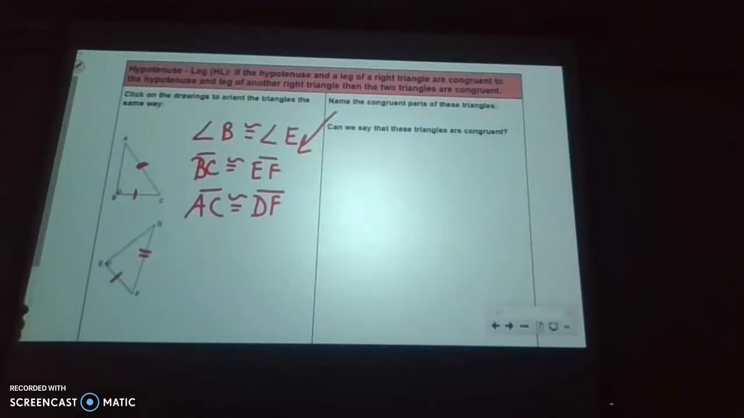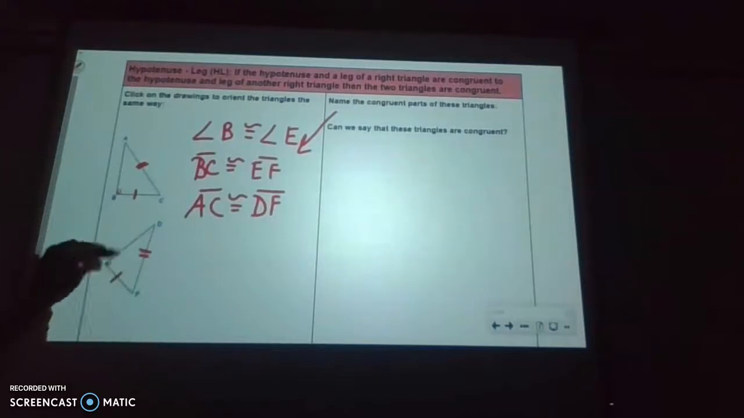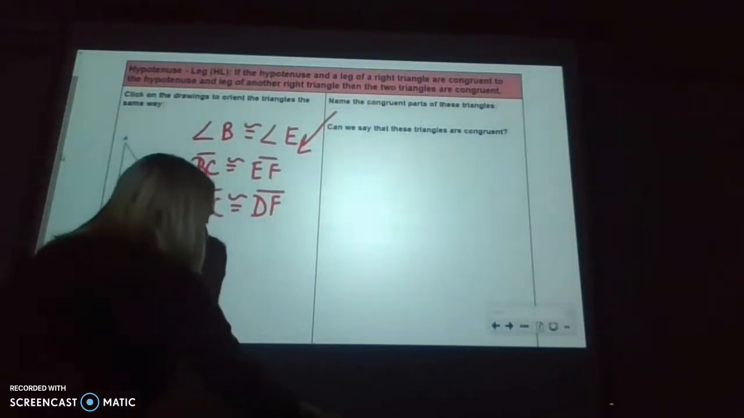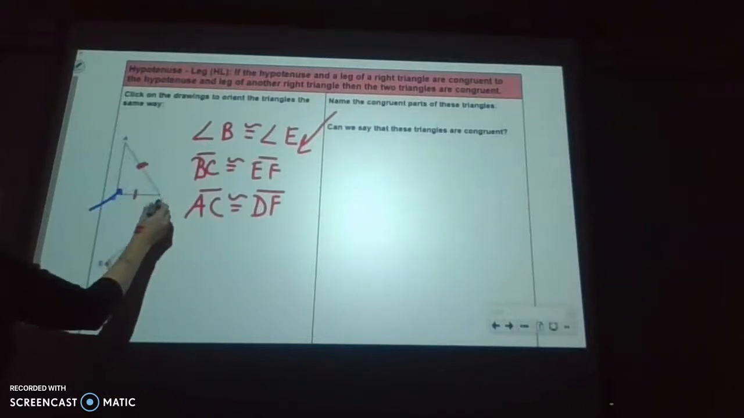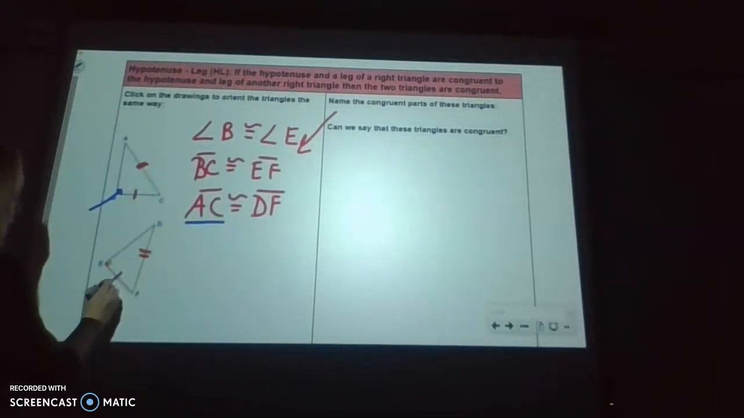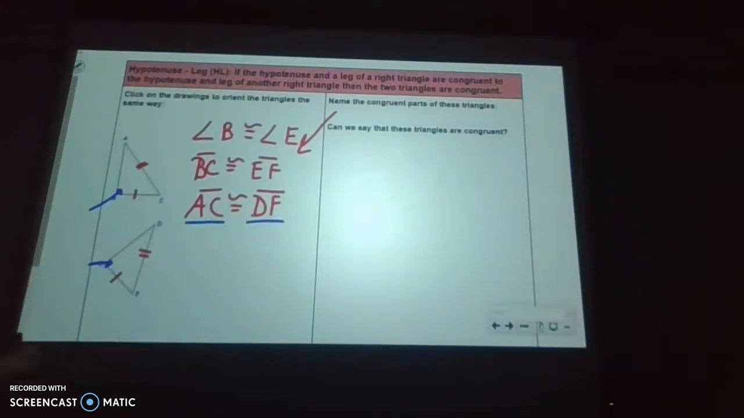Yeah. Yep. Now, can we say that these are congruent? We would need a hypotenuse and a leg to be congruent. Where is the hypotenuse? Let's find it. We're going to say arrow. So AC is our hypotenuse here. And then we make an arrow out of this. DF is our hypotenuse here. So are the hypotenuses congruent? Yes, ma'am, they are. All right, so one thing down.